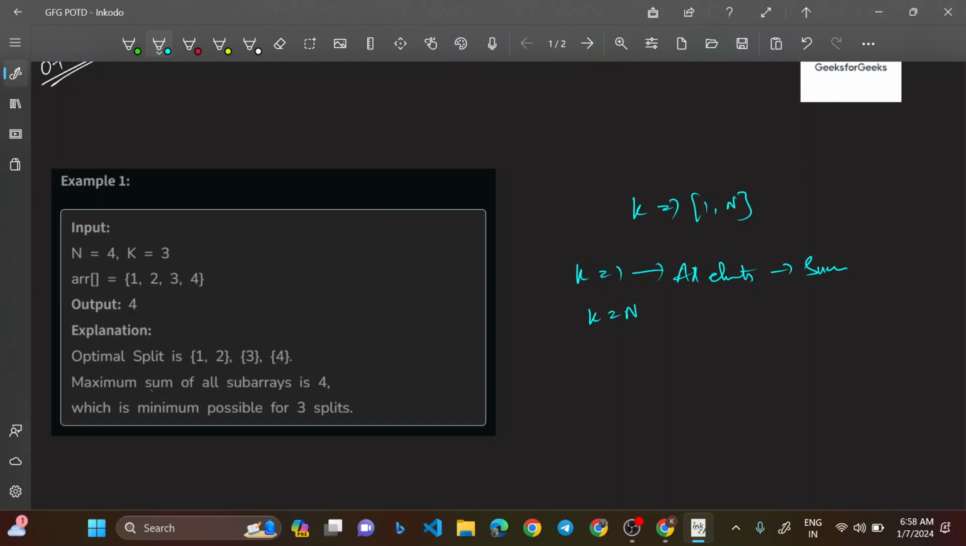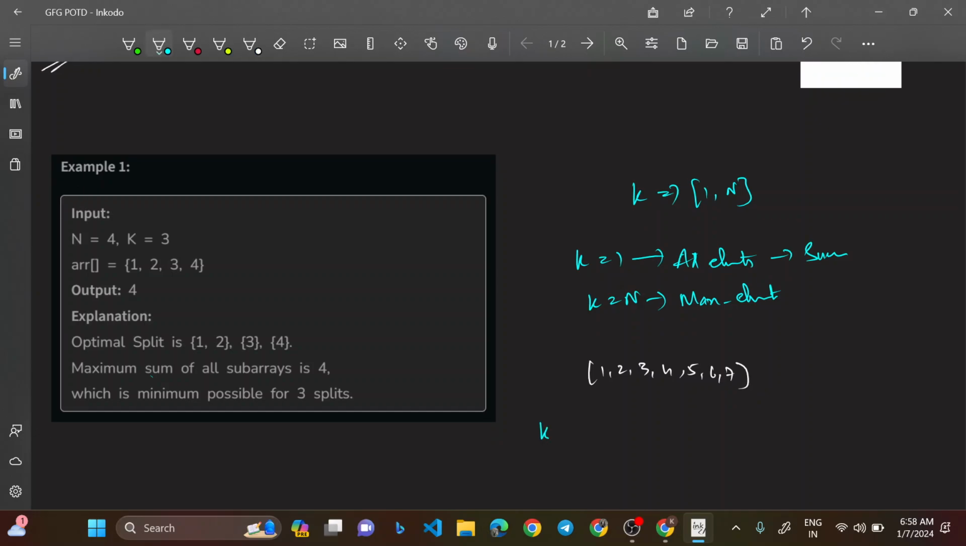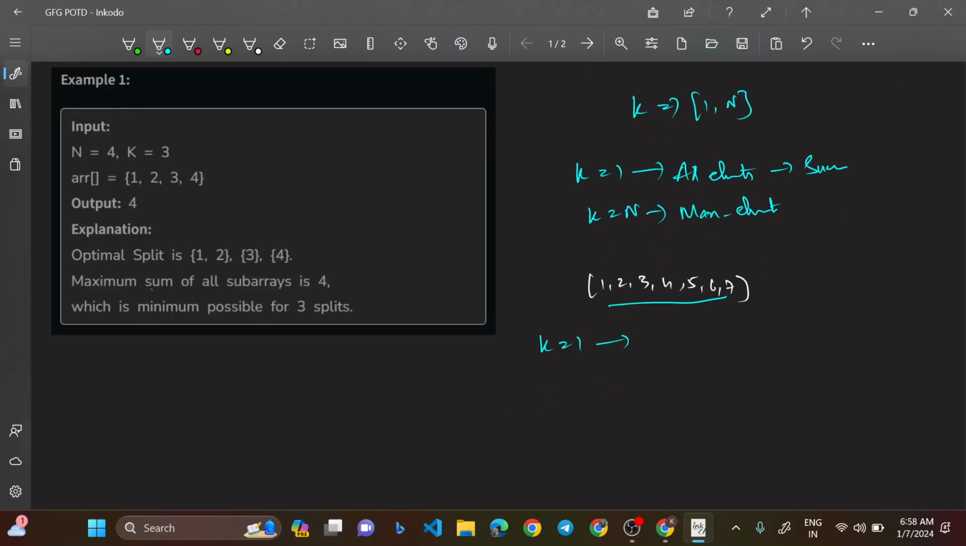But if k equals n, that means you need to divide the n element array into n parts. That means each element will constitute one subarray. So in that case, what is the maximum possible among all the sums? That is the max element. So let us assume the array given to you is 1 2 3 4 5 6 7. Let us assume k equal to 1. That means all these elements must be part of one subarray. There is no other subarray to find. So what is the maximum sum? 1 plus 2 plus 3 plus 4 plus 5 plus 6 plus 7. That is 3, 6, 10, 15, 21, 28. Yeah, 28, sorry.